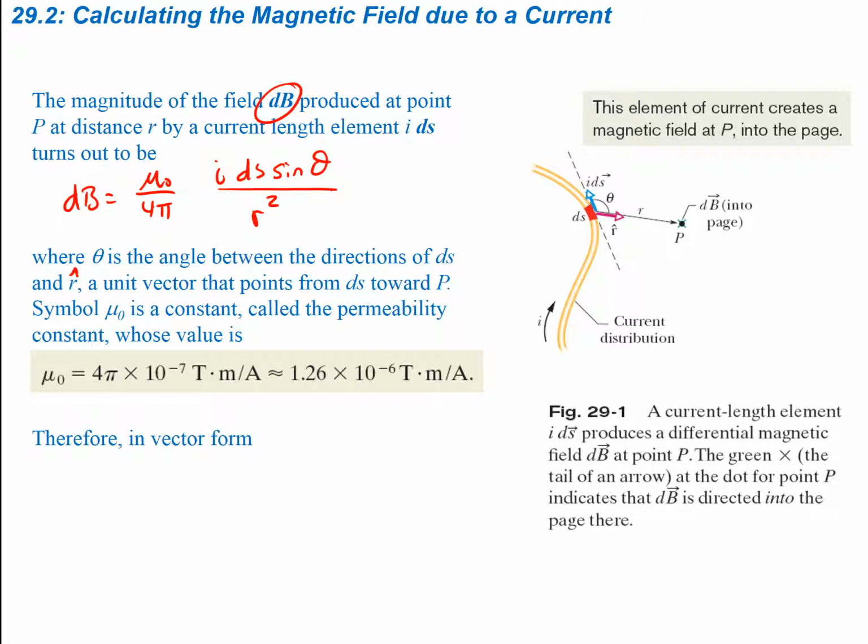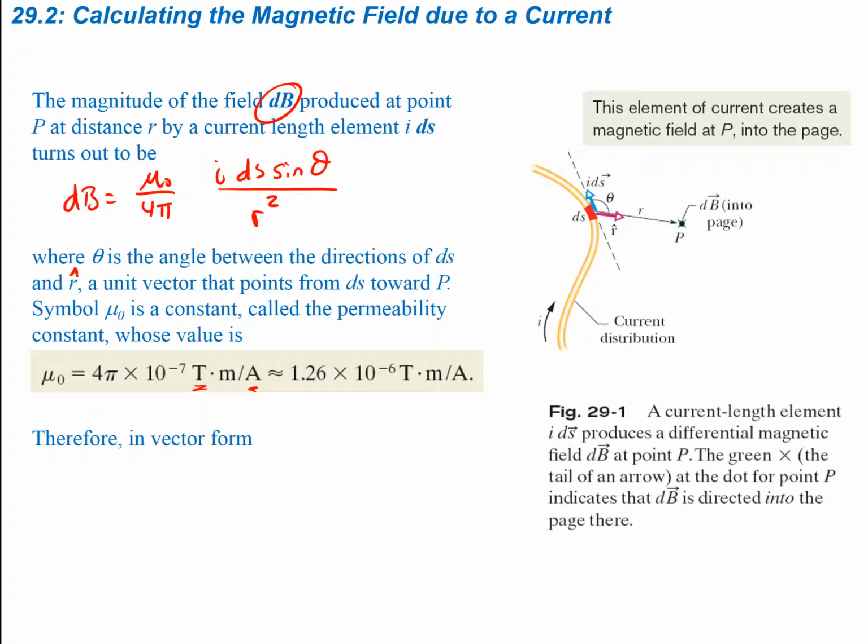And mu naught is the permeability constant. Now, we've seen this before. It might have had different units before, but now since we're talking about magnetic fields, we need to make sure the units are aligning, make sure we're using Teslas and amps. So our value is going to be 4 pi times 10 to the negative 7 Tesla times meters divided by amps, or 1.26 times 10 to the negative 6 Tesla meters over amps. You might be wondering where this whole equation comes from. Well, this was actually found by using experimental results. So there's not necessarily a derivation for this equation right now, but we found it by just doing experiments and figuring out the equation for that.